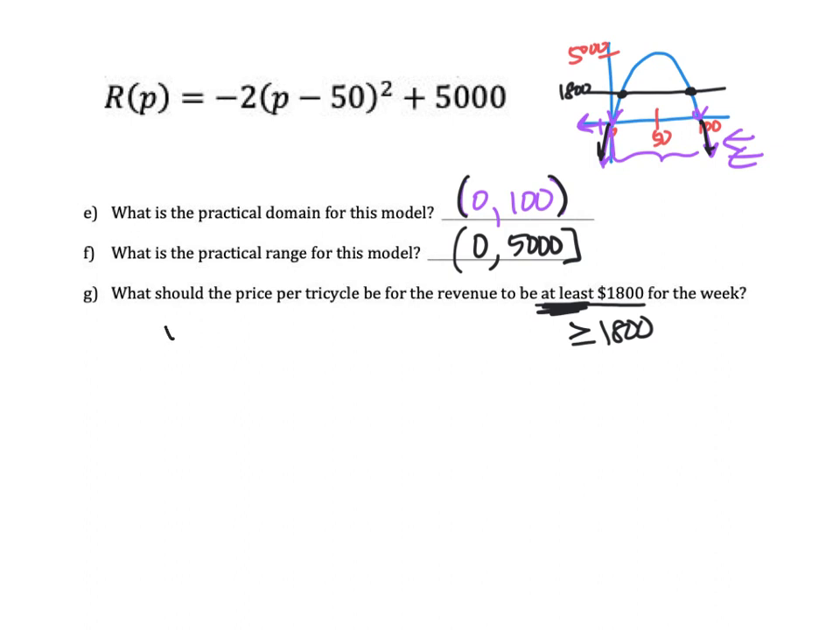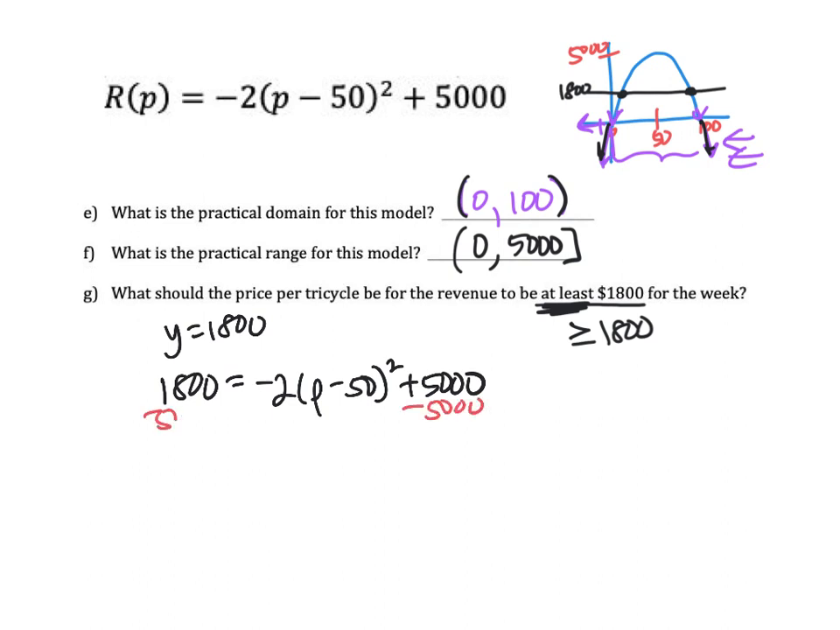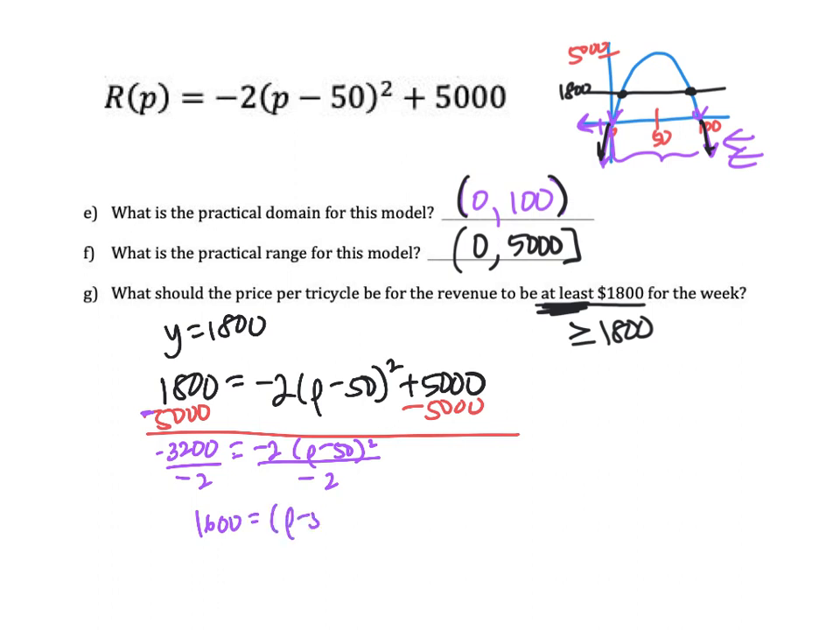And so I'm going to say, when is 1,800 going to equal -2 times (P minus 50) squared plus 5,000? So I subtract my 5,000, right? And I get -3,200 equals -2 times (P minus 50) squared. I divide by -2. And I get 1,600 equals (P minus 50) squared. And then I take the square root.